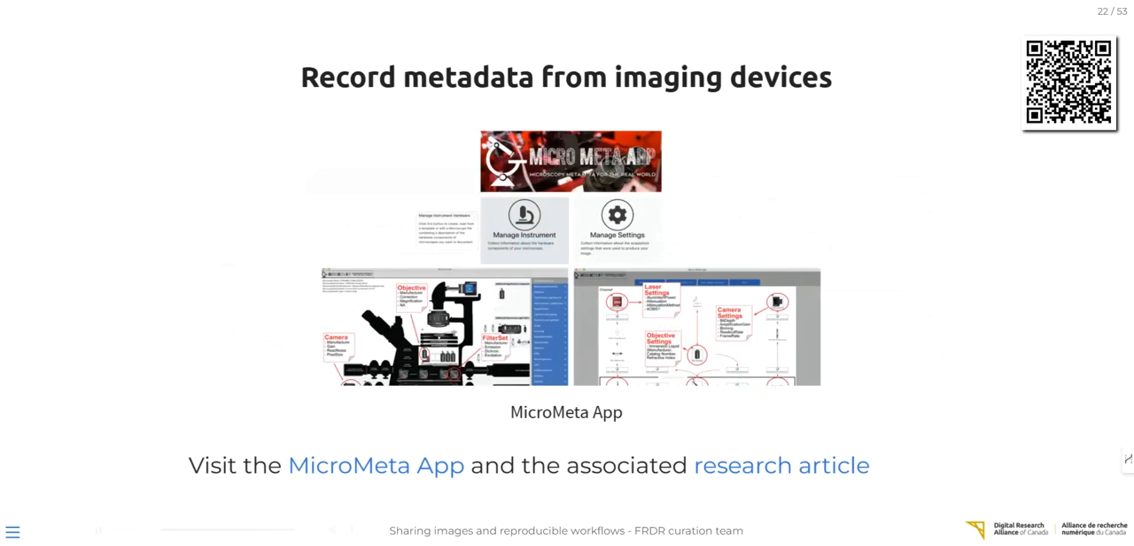Tools like the MicroMeta app can help you ensure accurate and complete metadata from your imaging setup. This application helps you document both the hardware configuration of your microscope and the settings used during acquisition, like magnification, exposure time, detector gain, and laser power. It provides a visual interface where you can drag and drop components, ensuring standard and consistent descriptions.